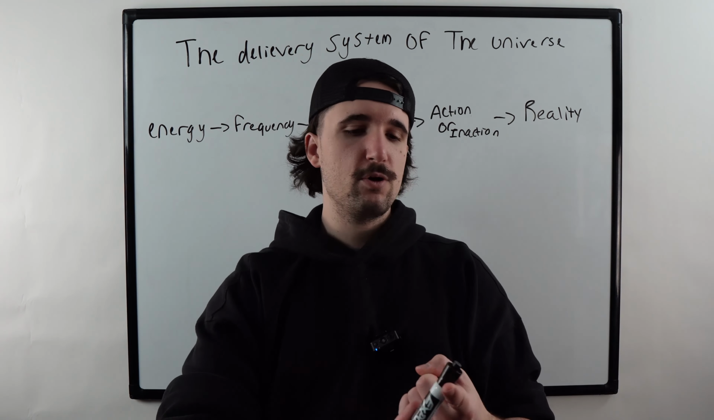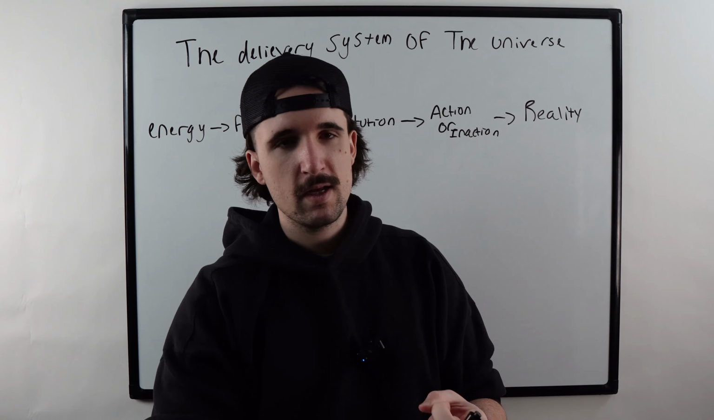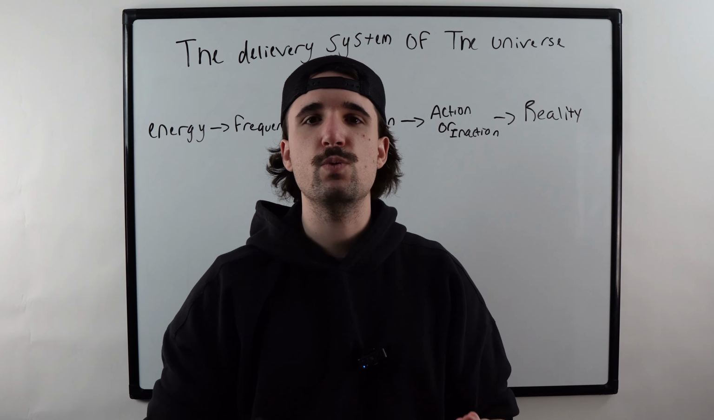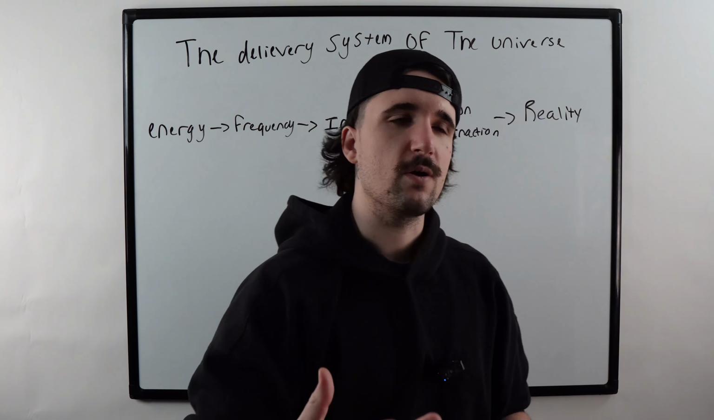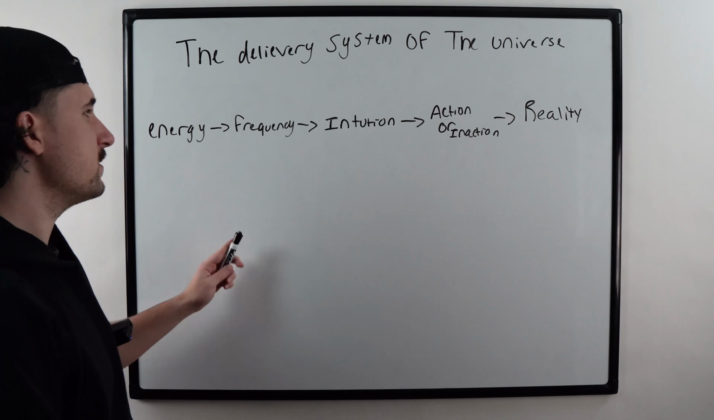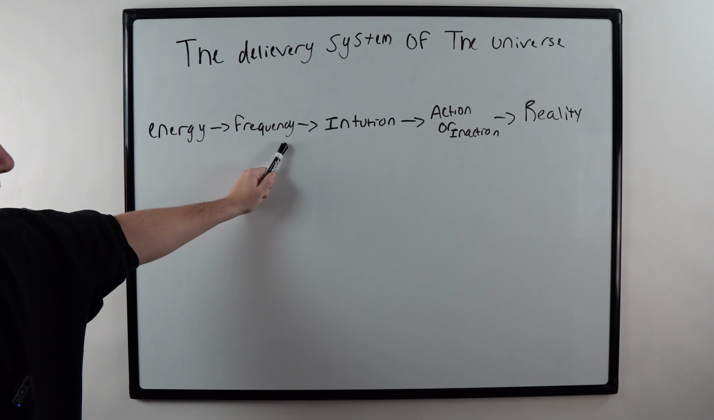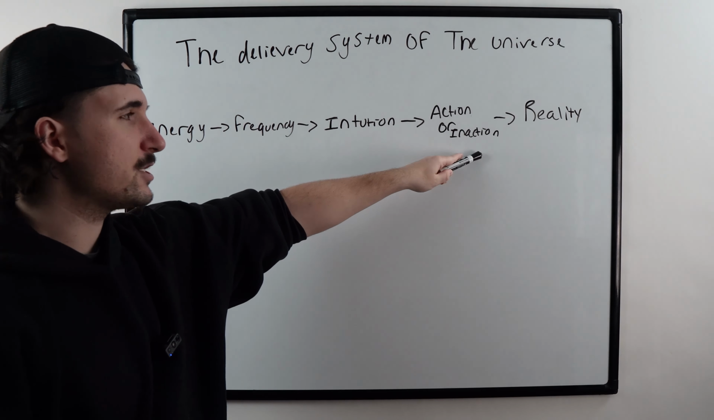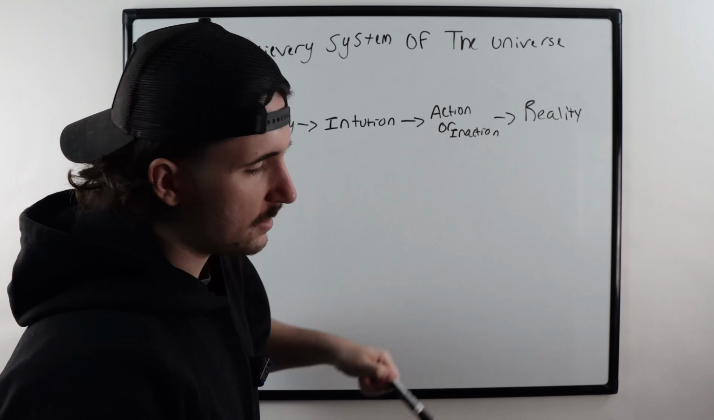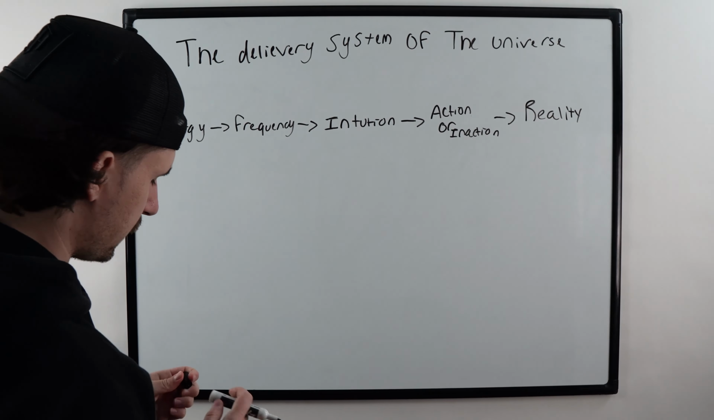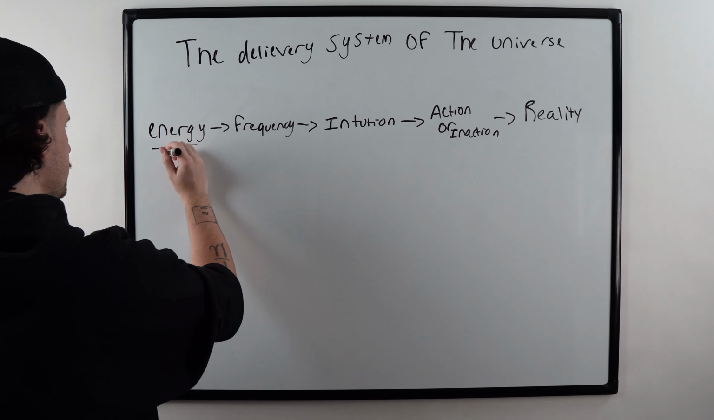You'll never know how you manifested what you manifested. And the stuff that you can't manifest, you won't know why you can't. So to shut the ego off, you need to know the how. Now, this starts with energy, goes to frequency, intuition, action or inaction, then to reality every single time. But what do these mean? Okay, it's very simple. Energy.